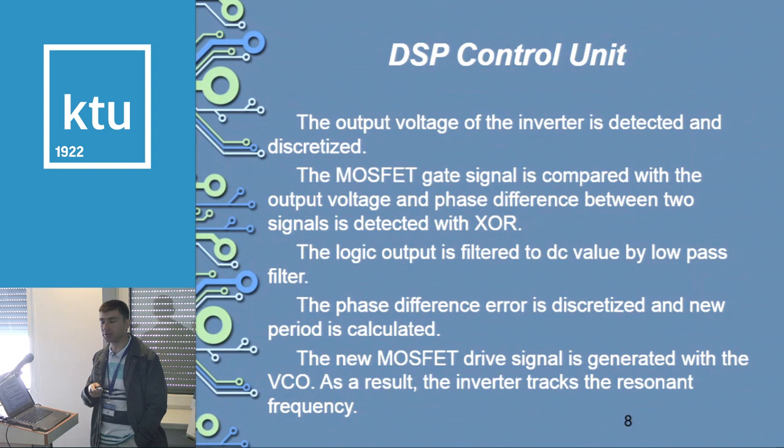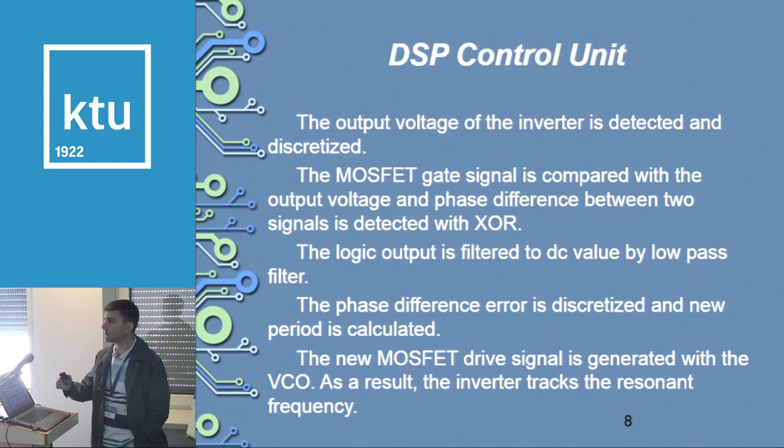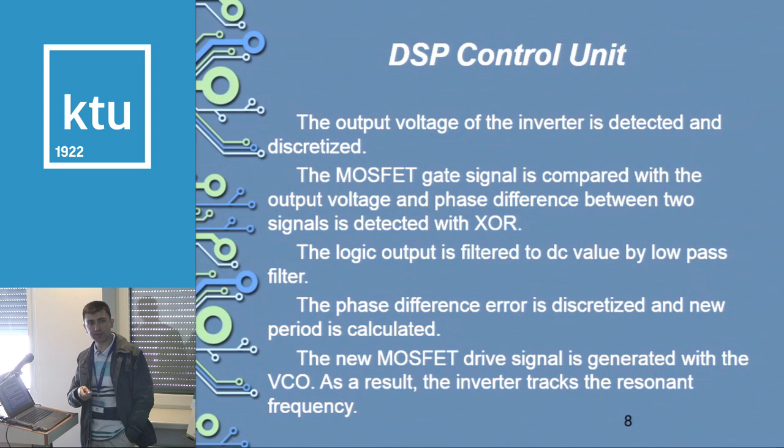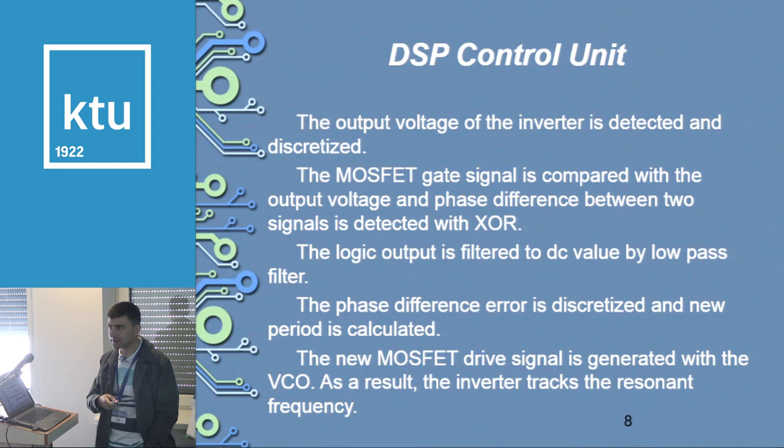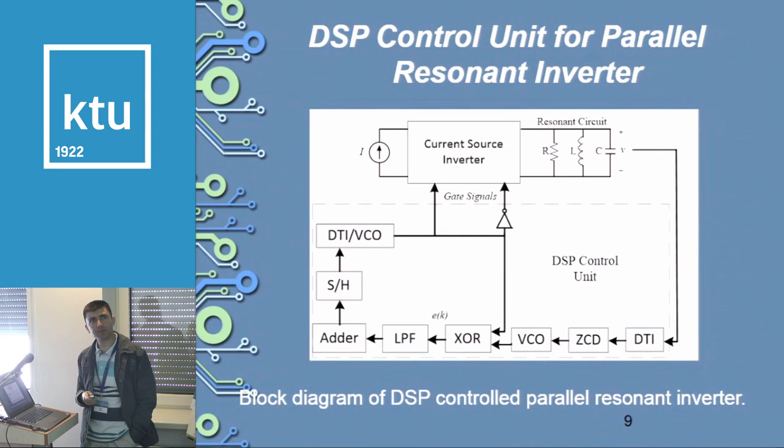This period is a result of the error of the phase difference between the MOSFET gate signal and the output voltage. The new MOSFET drive signal is generated with a voltage controlled oscillator. As a result, the inverter tracks the resonant frequency by minimizing the error between these two different signals. And the block diagram of this explanation is seen in this figure.